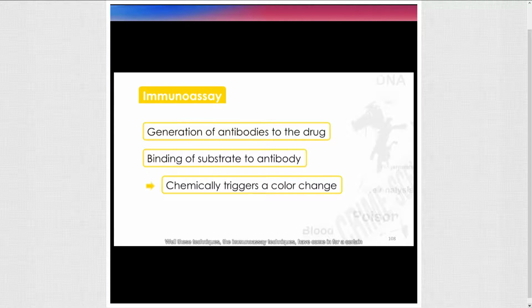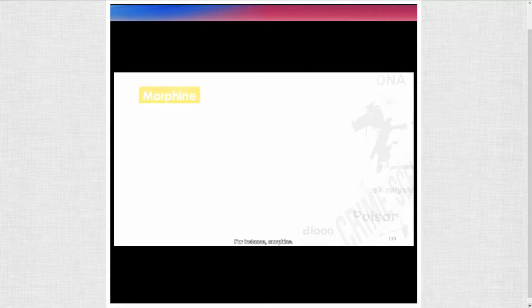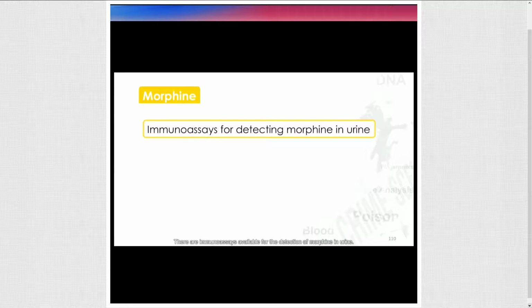Well, these techniques, the immunoassay techniques, have come in for a certain amount of controversy, partly because of their very, very high sensitivity. Perhaps that sensitivity can be too high, and if not used properly, can give very misleading results. For instance, morphine. There are immunoassays available for the detection of morphine in urine. So the assumption would be, if someone tests positive using this method, then they must be a heroin user. But it's not necessarily so.